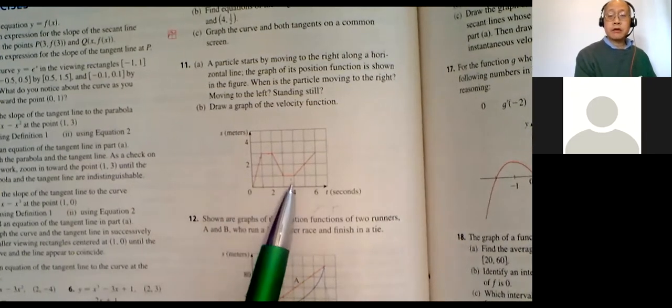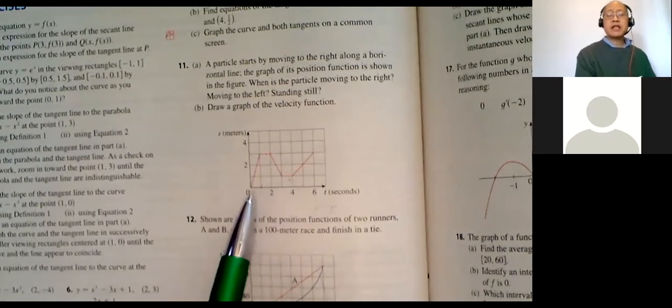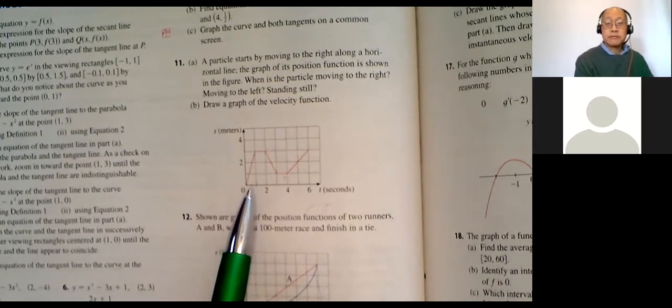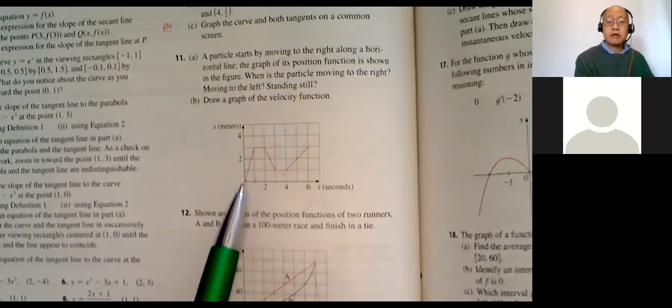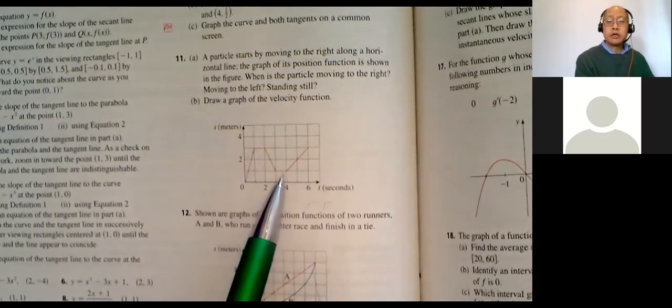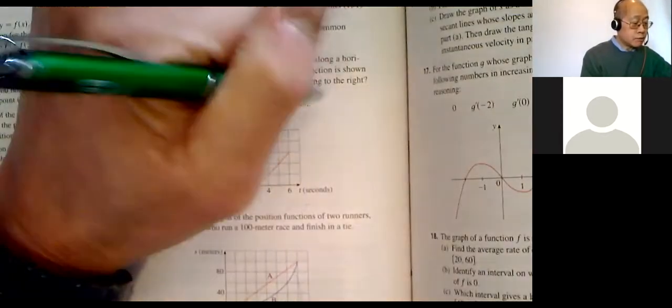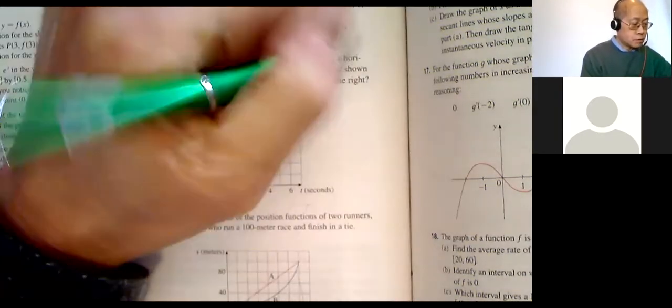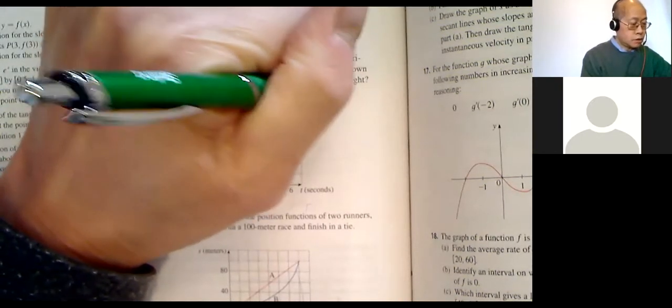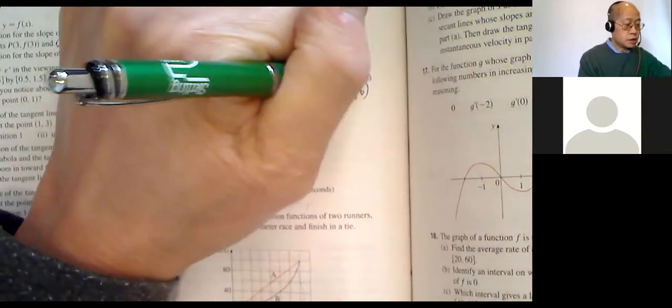It's also moving to the right from 4 to 6. It's basically whenever you have a positive slope. Okay, so the answer for when is the particle moving to the right, it would be (0, 1) union (4, 6). And maybe I'll write that here. Good, so (0, 1) union (4, 6) is the answer to this.